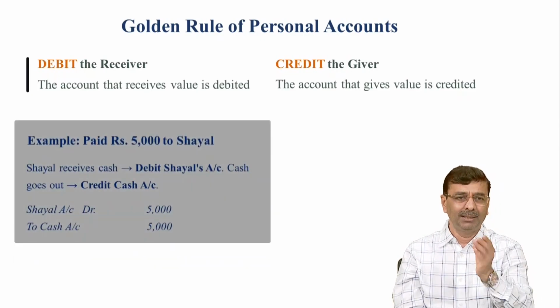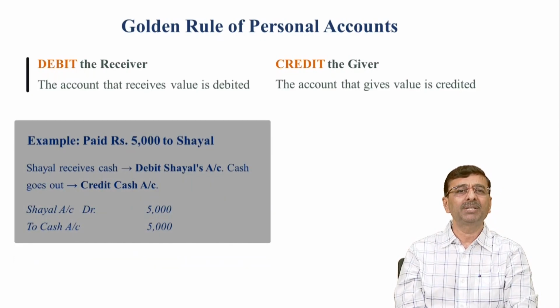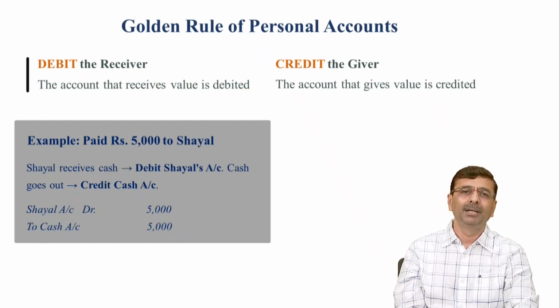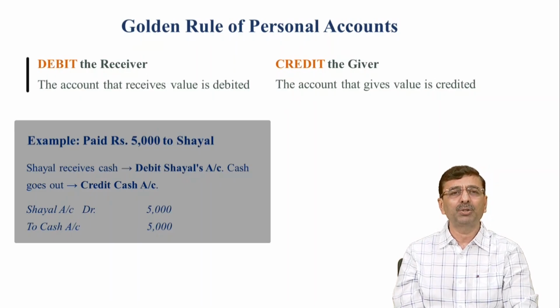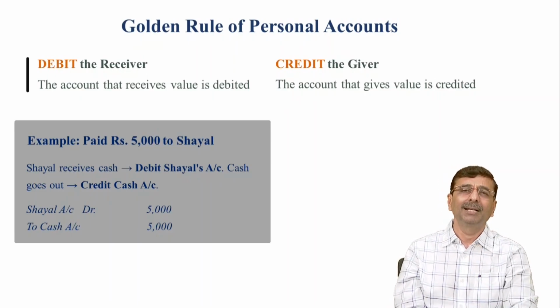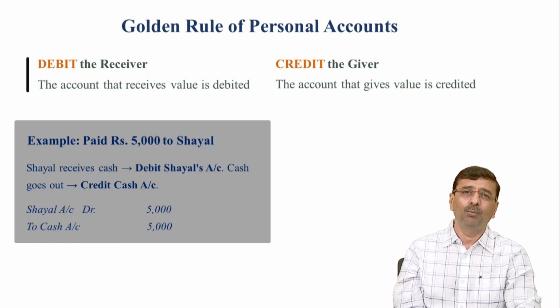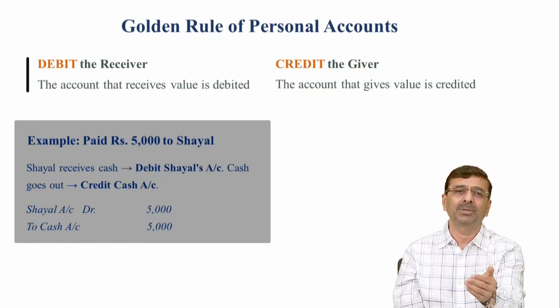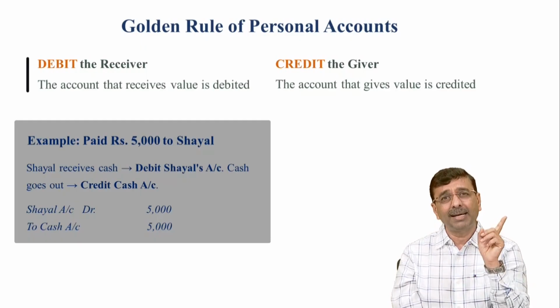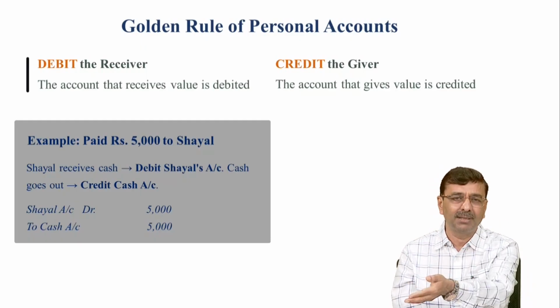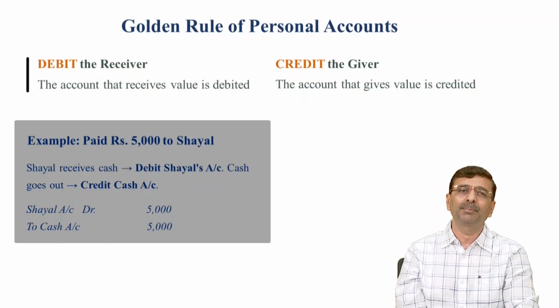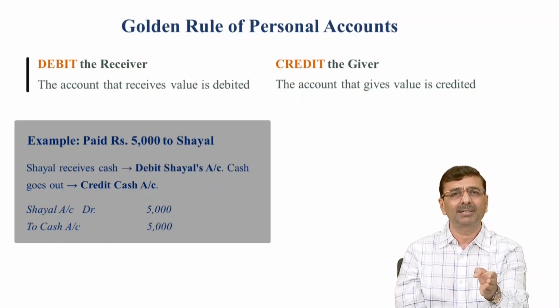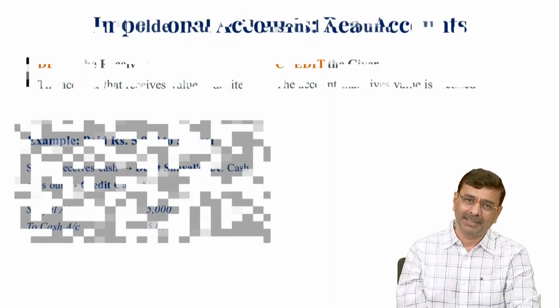Now here is another example: paid 5,000 rupees to Sayal. Here the debit is Sayal. Why? Because 5,000 rupees were paid to Sayal. Sayal is the receiver, and that's why Sayal's account is debited. What goes out is a secondary thing, because it's not a personal account. But anyway, the cash goes out, so the cash account is credited. The cash is actually a real account that we will discuss in the next slide. So this is part of an example. Who is the receiver? Sayal is the receiver. That's why Sayal's account is debited.